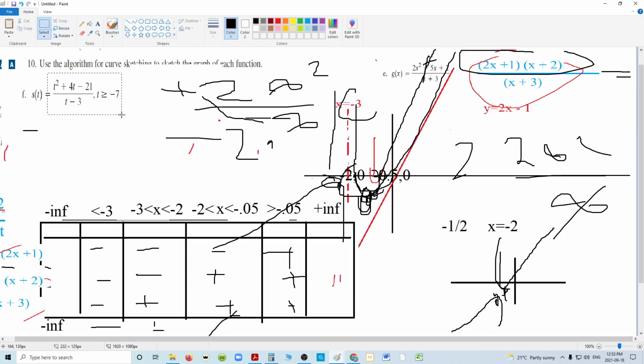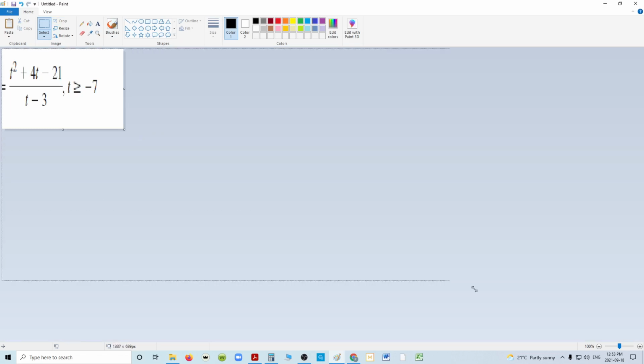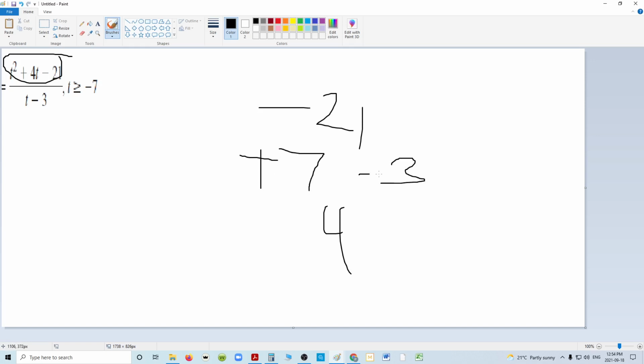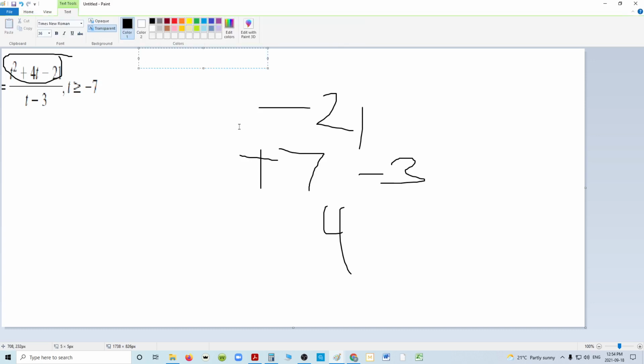It does only have one vertical asymptote. We should see if this can be factored. What's a number times -21 that adds up to 4? They're going to have to be close together. We can have -7 times 3, which works. So +7 and -3, which means the top part factors. Maybe I can do it quickly. Top part factors to x plus 7 and x minus 3. And the bottom is, I'm just going to keep it as x.